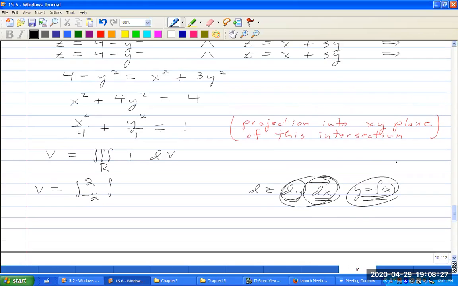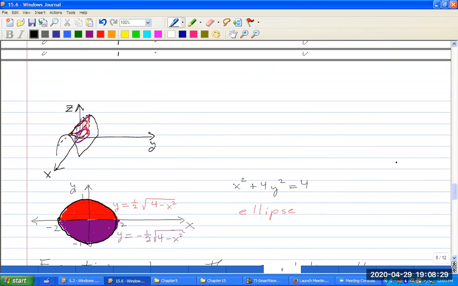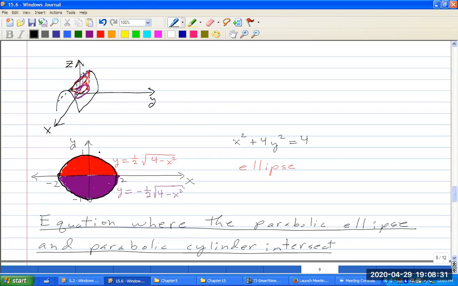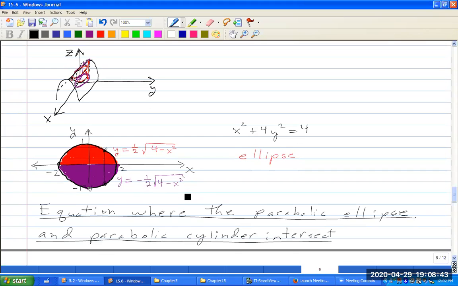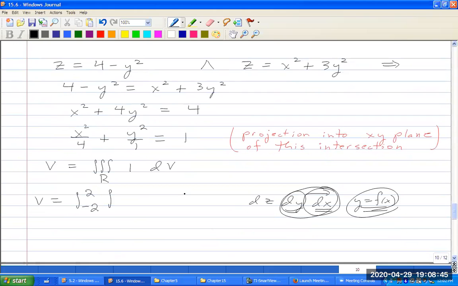So my limits of integration can be a function of x. So I'm going from here to here, from this one, which is a function of x, to this one, which is also a function of x. So I'm okay with that. So that's a minus, what was it, 1/2 of the square root of 4 minus x squared.